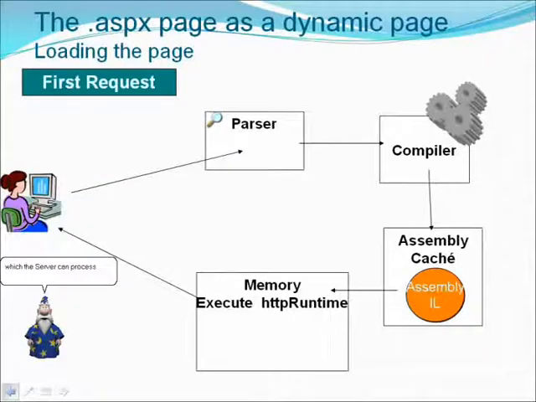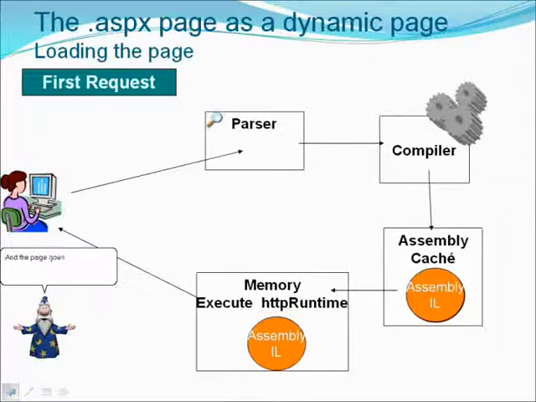the server can process and understand. Then the server loads, compiles and executes the MIL code. And the page goes from the server memory to the client computer, and to the user's browser.